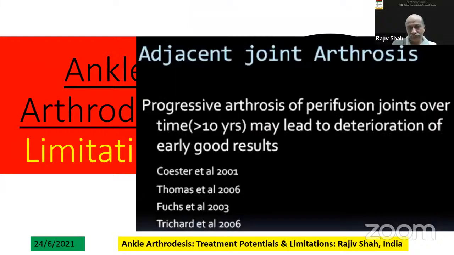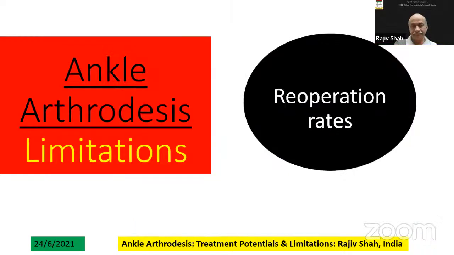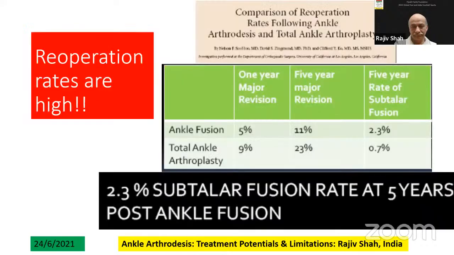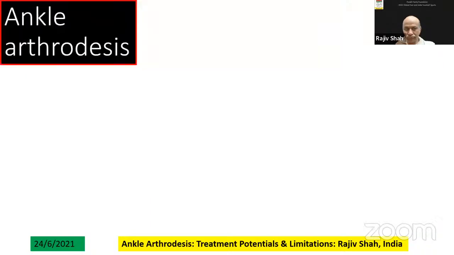Adjacent joint arthrosis has been studied extensively by various studies, and it is said that at the end of 8 years, 50% of the cases have hindfoot degenerative joint disease after ankle arthrodesis, which increases to 100% at the end of 20 years. Reoperation rates are 2 to 3% for subtalar fusion at the end of 5 years after ankle fusion. But the reoperation rate stabilizes, while that in total ankle replacement keeps increasing.